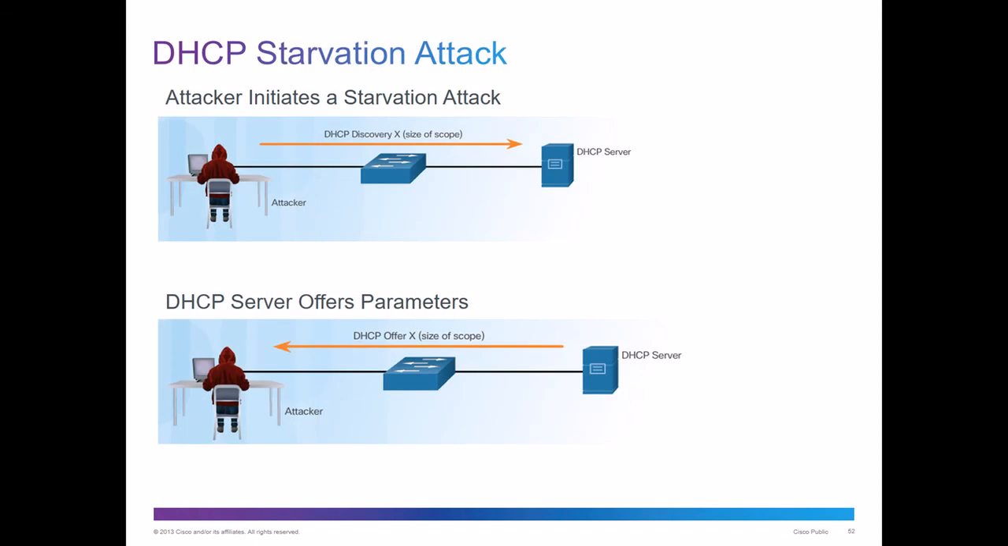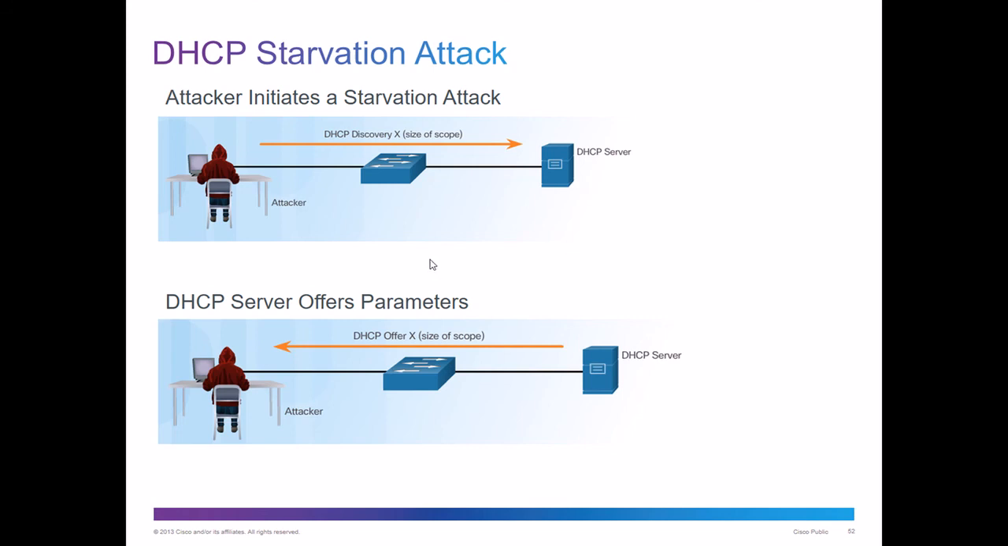Right, so when an attacker initiates a starvation attack, what that means is somebody will send in information and keep requesting IP addresses from the DHCP server, and it will take all the IP addresses from the pool. And then what happens is there's no more IP addresses. Anybody that comes in that wants an IP address won't be able to get one.